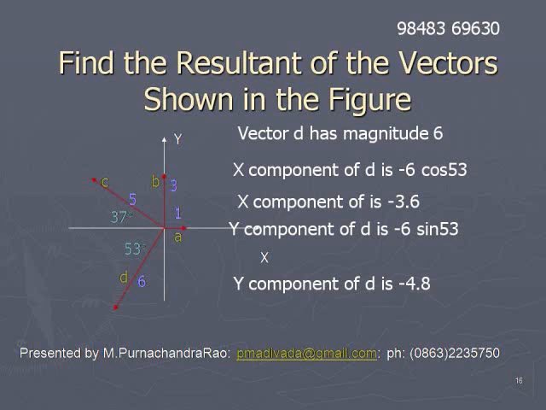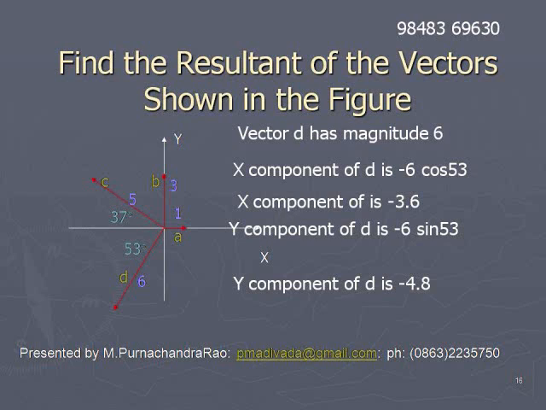The magnitude of vector D is 6 units. It is in the third quadrant. It is making an angle 53 degrees with x-axis. Its x component lies along the negative direction of x-axis and the y component lies along the negative direction of y-axis. So, 6 cos 53 is x component, 6 sin 53 is y component. Because both the components lie along negative directions, the x component is minus 6 cos 53 and y component is minus 6 sin 53.